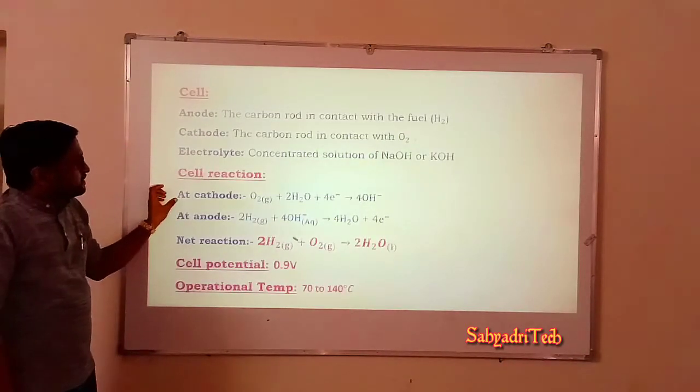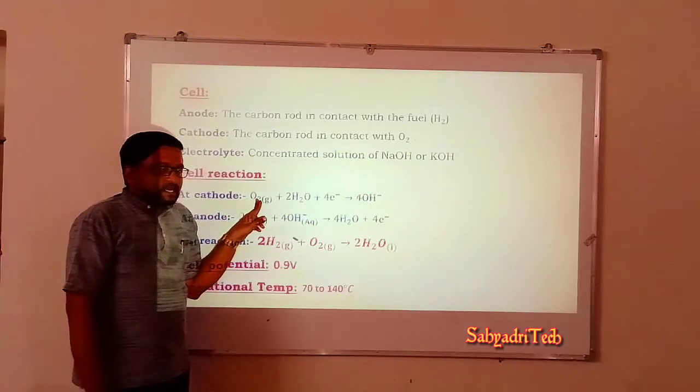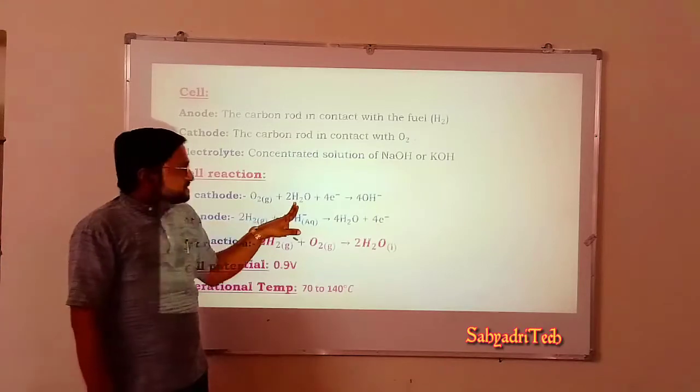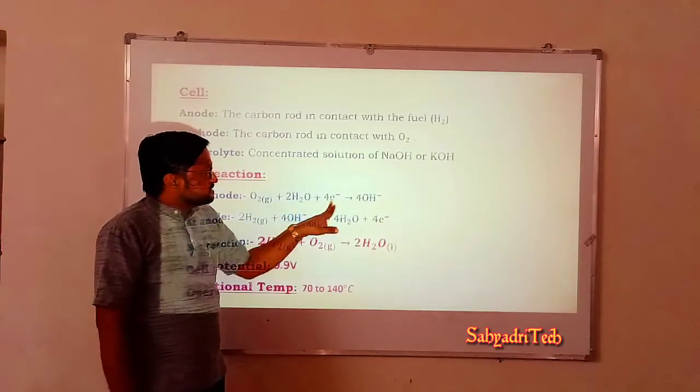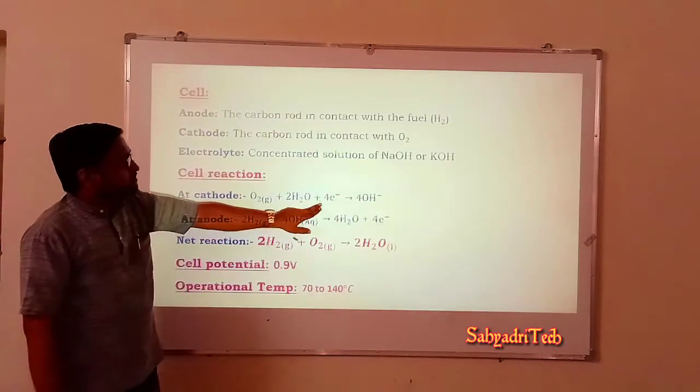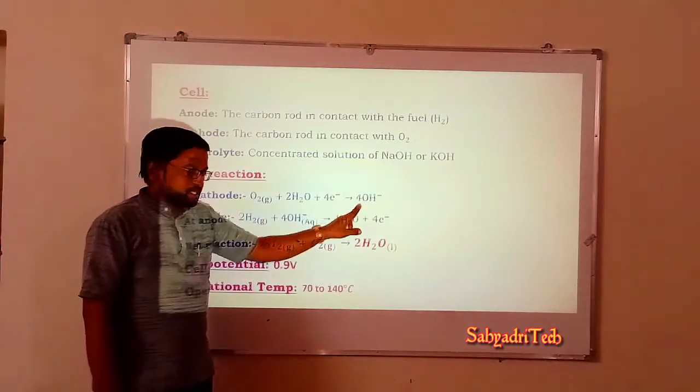What happens at cathode? As we pass oxygen gas, it combines with water molecules and electrons, giving rise to 4 hydroxide ions. So O2 plus 2H2O plus 4 electrons gives rise to 4OH minus.